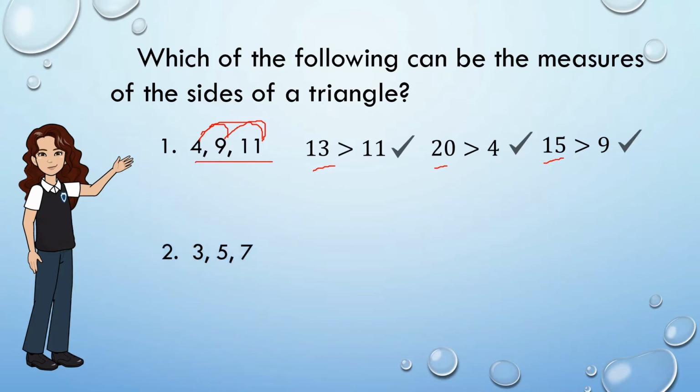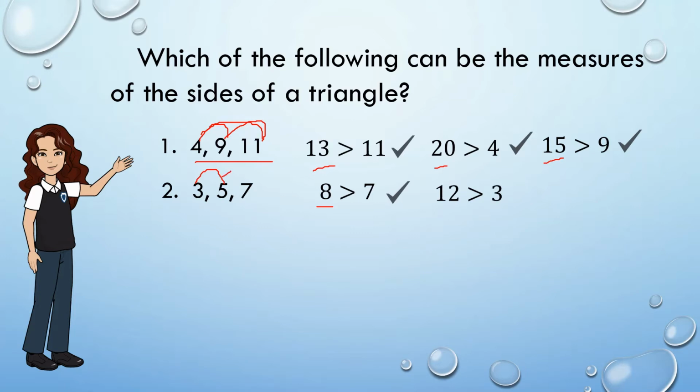Okay, number 2. The measures are 3, 5, and 7. We have 3 plus 5 is 8, greater than 7. Correct. How about this one? 5 plus 7 is equal to 12, greater than 3. It is also correct. And the third one is 3 plus 7 is equal to 10, greater than 5. It is also correct. So meaning, these three measures can be a triangle.